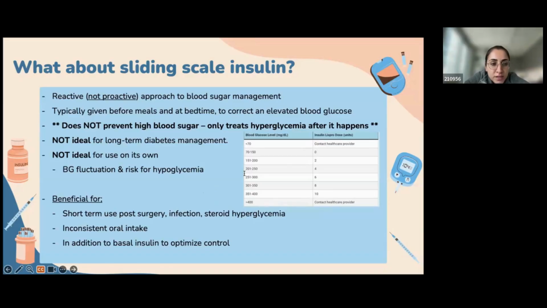So if we do want to use it, there are certain good uses for it short term, like post surgery when there's physiological stress, and it's going to be short lived. When there's an infection, same application, or when we're using steroids for a short period of time. It can also be helpful when there's inconsistent and unpredictable oral intake, especially in patients with advanced dementia. And then if we use it, it's better to be used with a background basal insulin rather than on its own.